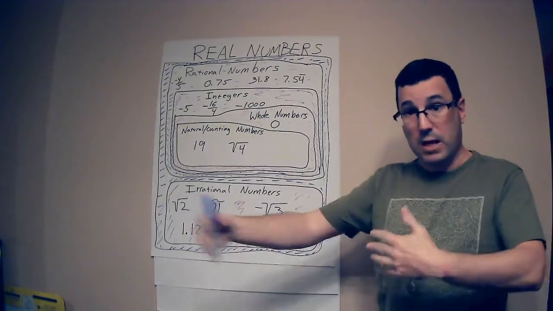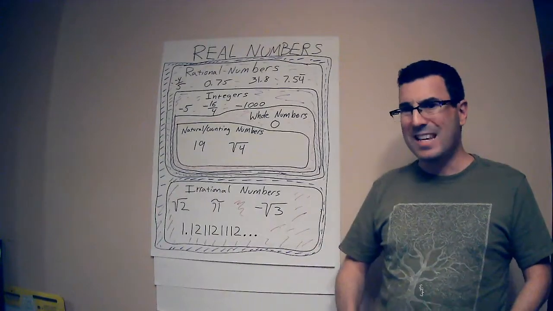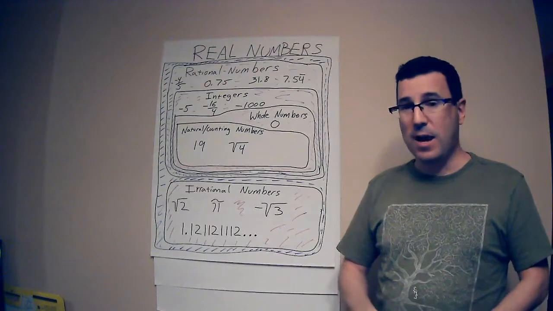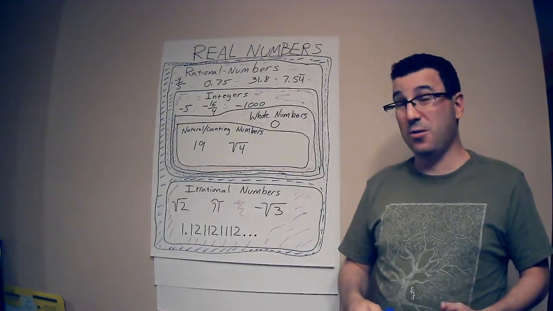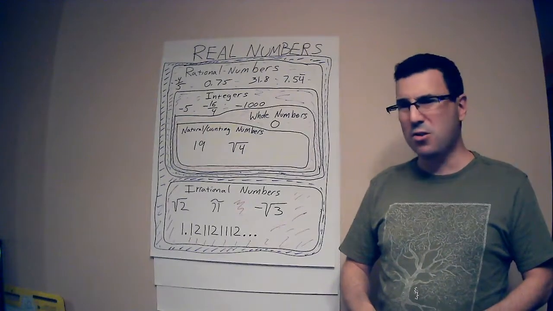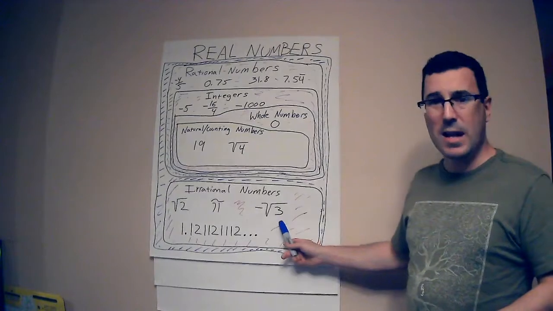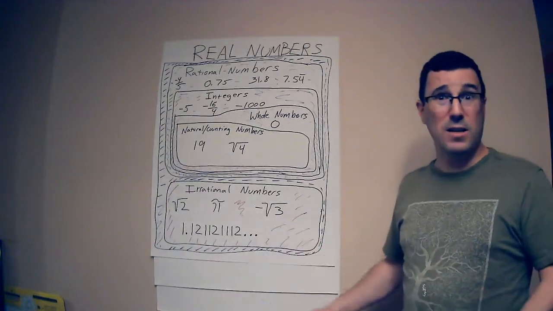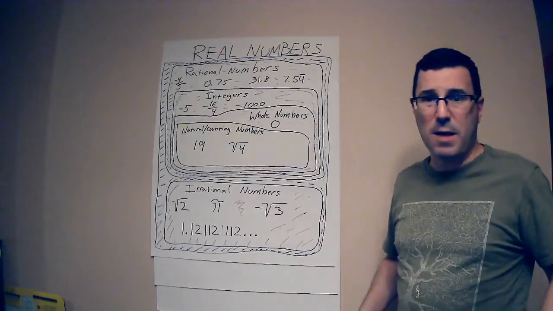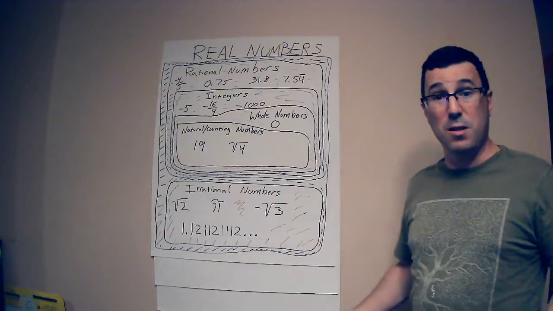3.1415, etc., etc. It just keeps going. There's no repeated pattern. It doesn't end. There's no terminating thing. I can't write it as a fraction. I can write a fractional approximation, but really there's no fraction that works perfectly for pi. Negative square root of 3, again, 3 is not a perfect square, and the fact that it's negative doesn't really matter. It's the fact that I don't know of any number times itself that gives me 3.